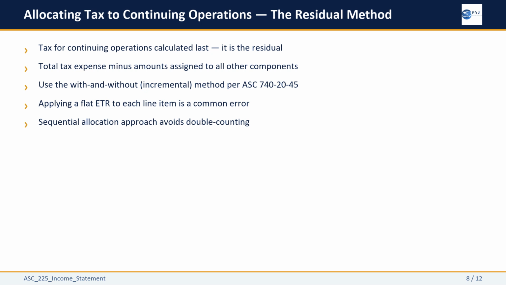The allocation of tax to continuing operations is calculated last, not first. Under ASC 740-20-45, you first determine the tax effects attributable to all other components: OCI items, discontinued operations, equity transactions. The tax assigned to continuing operations is whatever remains, total tax expense minus the amounts already allocated elsewhere. This residual approach is intentional. Applying a flat effective tax rate to each component separately is a common and consequential error. It ignores the interaction effects between components and can produce allocations that do not add up correctly. The sequential allocation method exists specifically to avoid that problem.